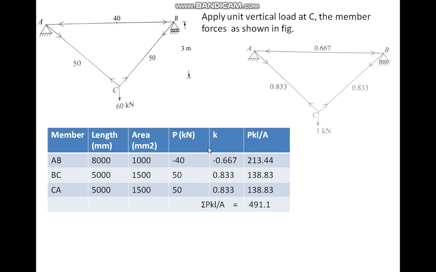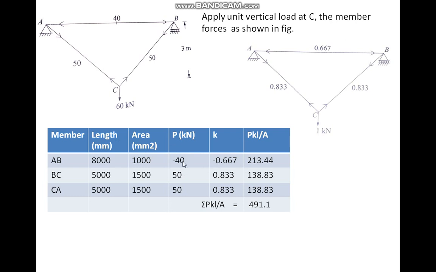Here this is compression. K is nothing but the force in the members due to the applied unit load of 1 kilonewton. Here also it is the same: you got compression 0.667, so you write minus 0.667. Here both are tension, 0.833 and 0.833. Then you multiply to get PKL by A.